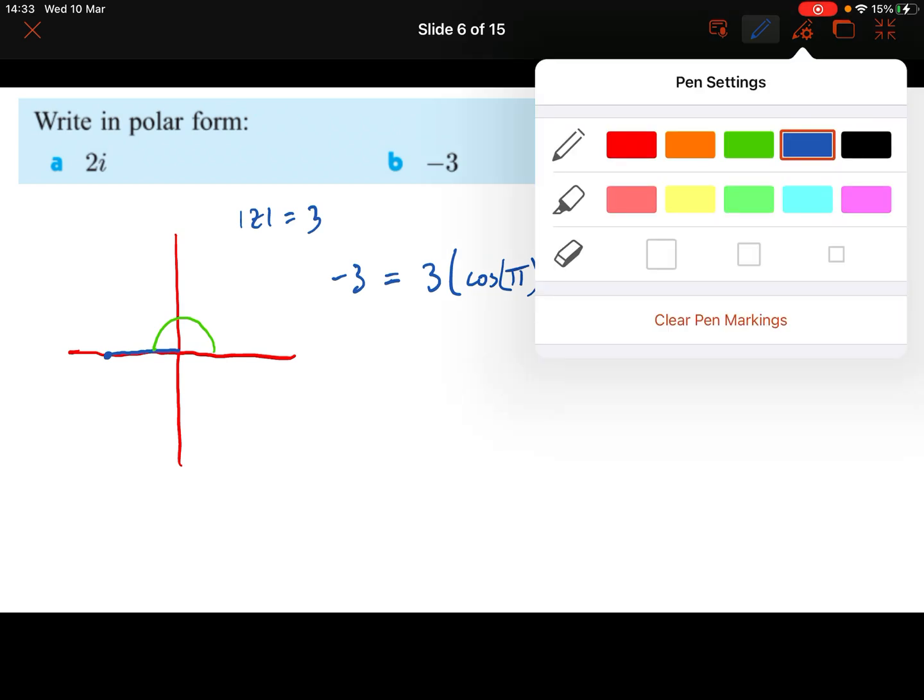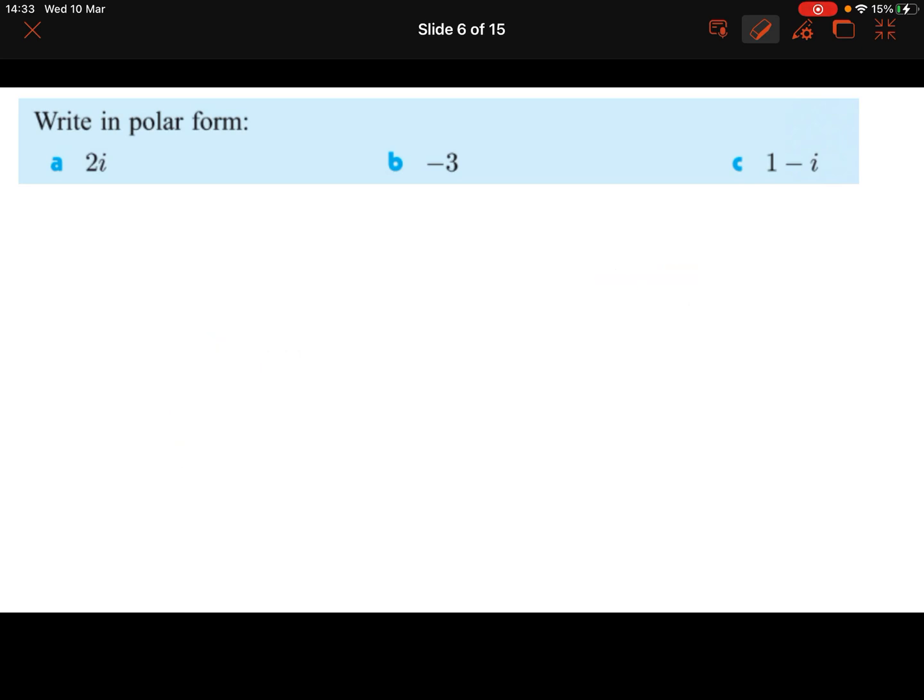Right, last one. Got to do now 1 minus i.